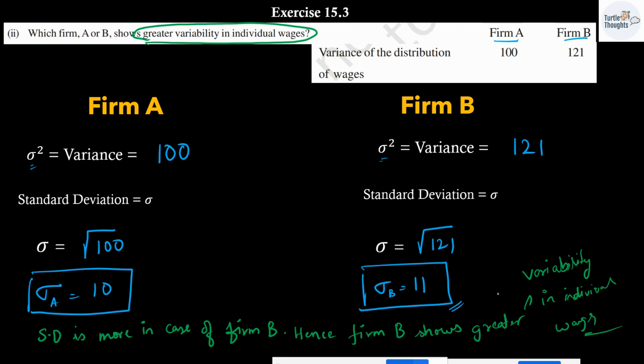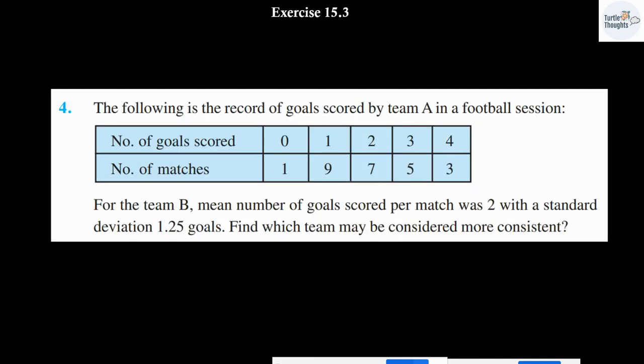Is it clear? Yes? Okay. So this completes our question number 3. Moving on, let us go to question number 4.